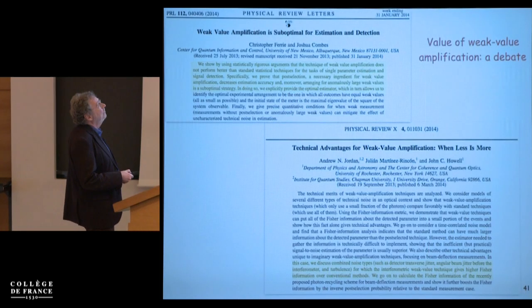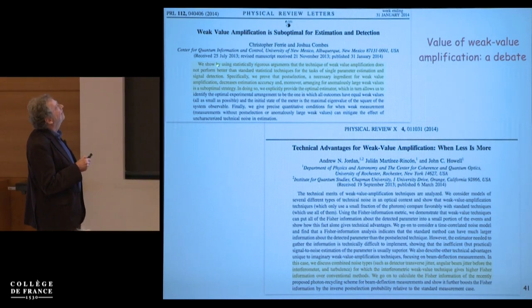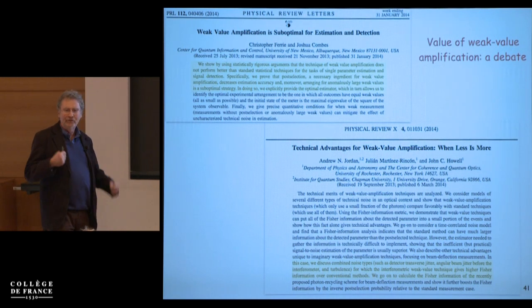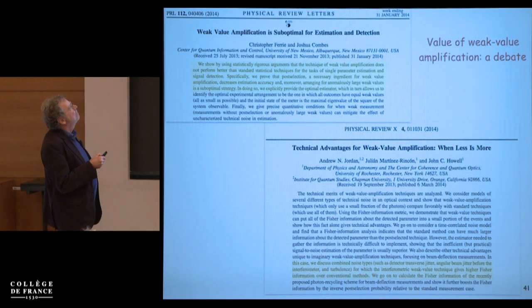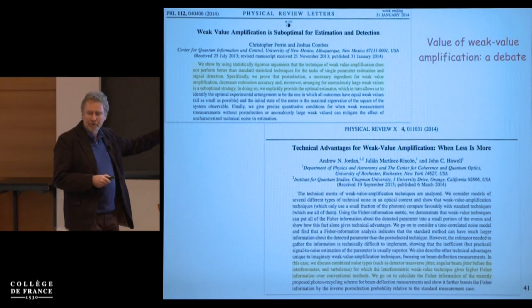Okay, so there is some debate about the value of weak value amplification, and there are some arguments against it. As many debates in physics, this is a tough debate. So these authors argue that they say we prove that post-selection, a necessary ingredient for weak value amplification, decreases estimation accuracy, and moreover, arranging for anomalously large weak values is a suboptimal strategy. In doing so, we explicitly provide the optimal estimator and so forth. Okay? That's in agreement with what we have shown.